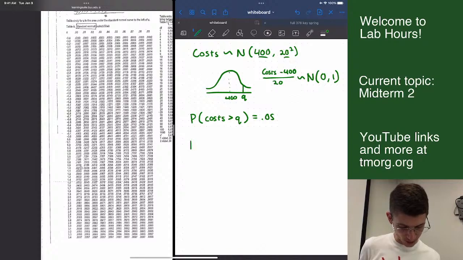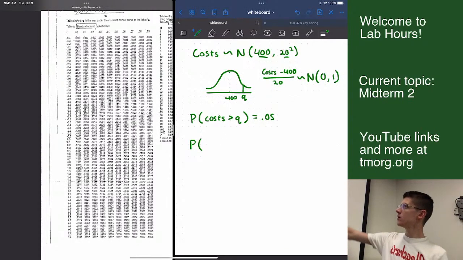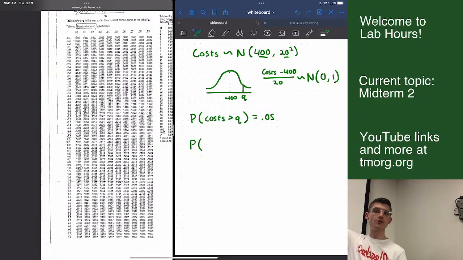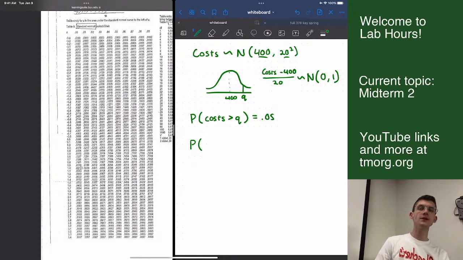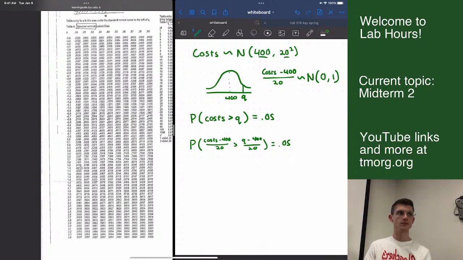Well, I know that the probability that Z is greater than X, or actually, pause, let me back that up. I don't know the distribution of the costs is normal. I don't know those probabilities. But I do know the probabilities of the standard normal distribution. So the probability that costs minus 400 over 20 is greater than Q minus 400 over 20, I would also like to set at 0.05, if that makes sense.